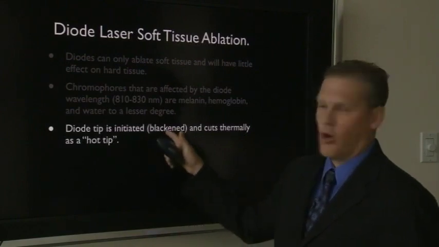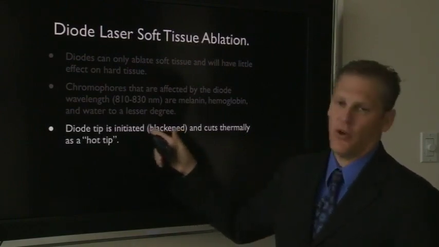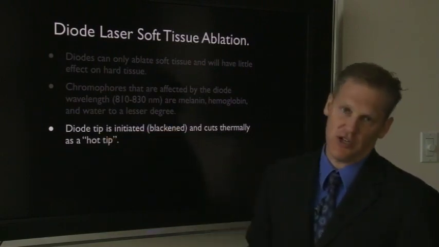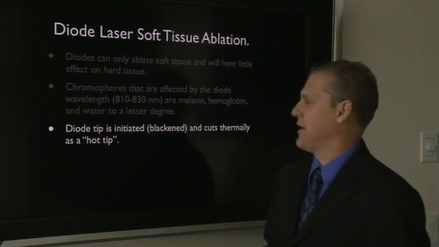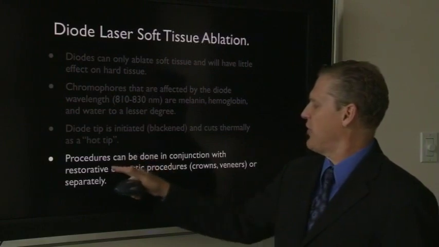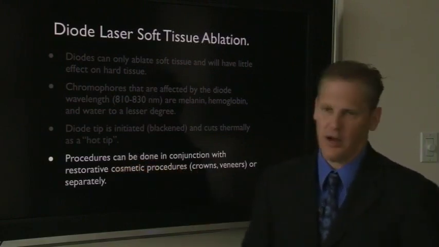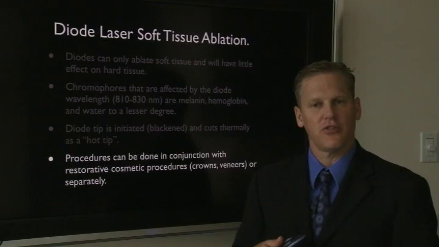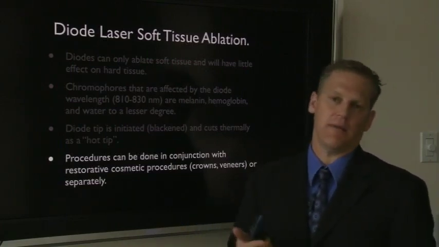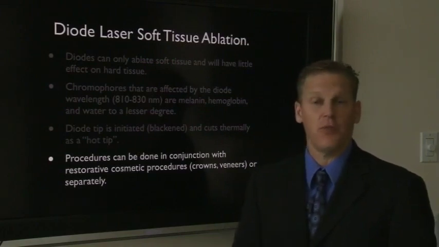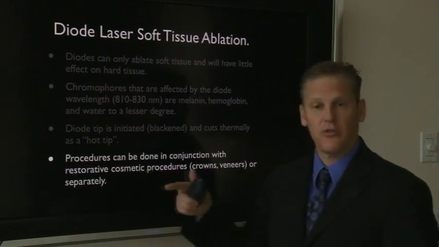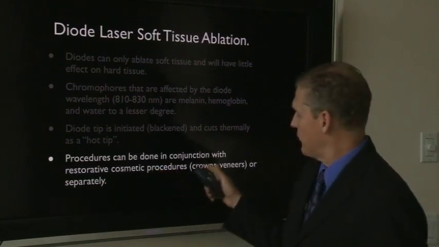The diode tip should always be blackened or initiated when you're doing something in contact. To cut in contact, you need to create a hot tip, so you need to initiate your tip. We went over that in other parts of the training. And the procedures can be done in conjunction with restorative cosmetic procedures, such as crowns and veneers, or separately. There are procedures that are specifically designed for fibroma removal, or hemangiomas, or frenectomies, where you may not be doing them in combination with other cosmetic procedures. You may also be using your laser to do some crown troughing in cosmetic procedures with crowns and veneers.